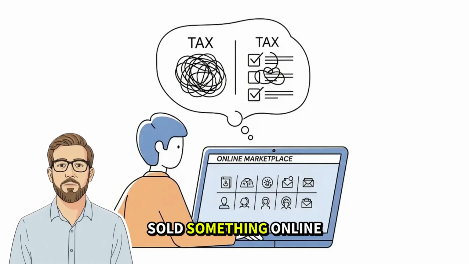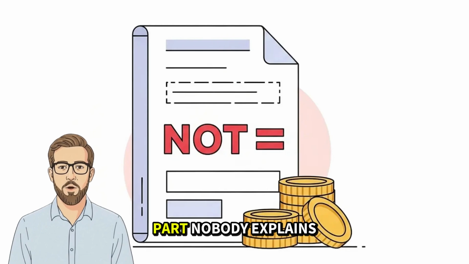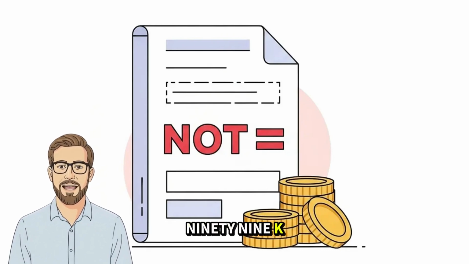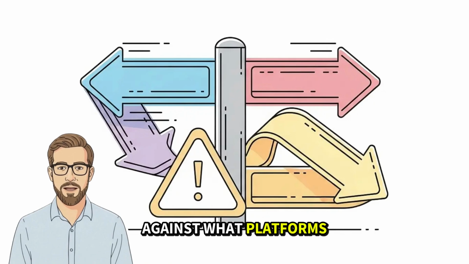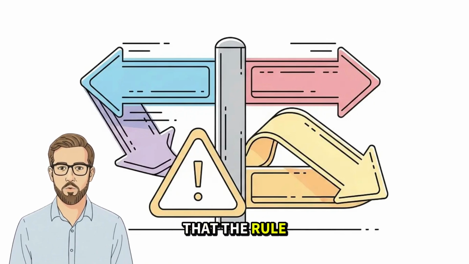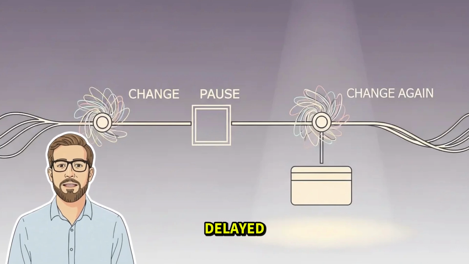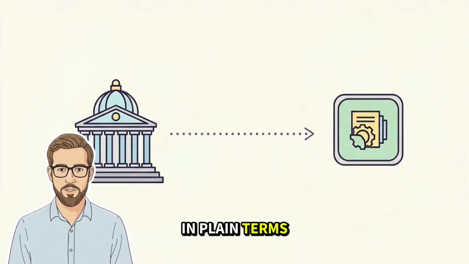If you've ever sold something online and thought, please don't make this a tax headache, this is the part nobody explains clearly. A Form 1099-K is not a tax bill. It's a receipt the system uses to compare what you file against what platforms processed. And the whiplash lately is that the rule for when platforms have to send that form has changed, been delayed, and then changed again. Here's what matters right now, in plain terms.